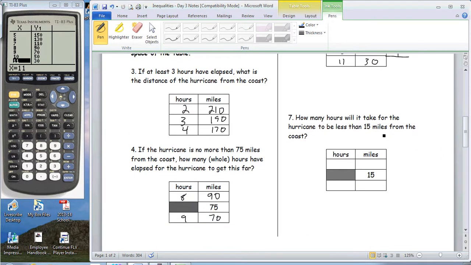How many hours will it take for the hurricane to be less than 15 miles? So I'm looking for a number less than 15 here. And I see that at 11 it's 30, and at 12 it's 10. So it would have to be somewhere this way, somewhere that way.